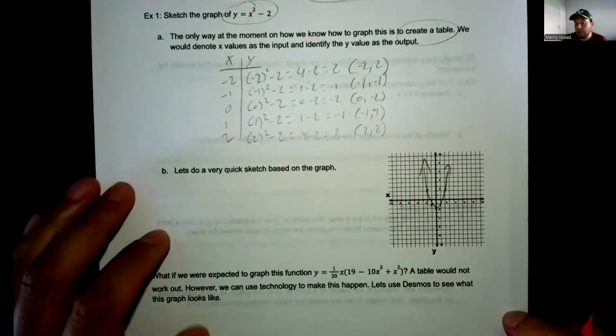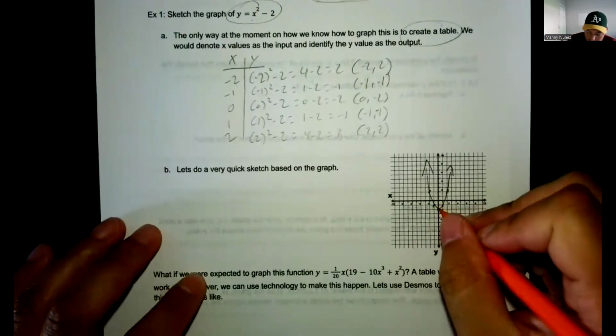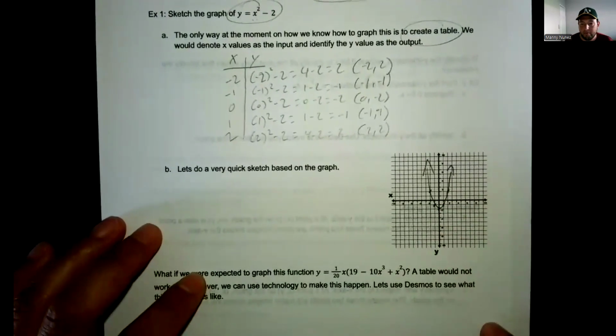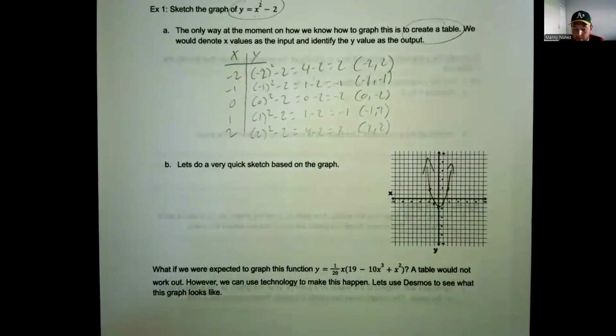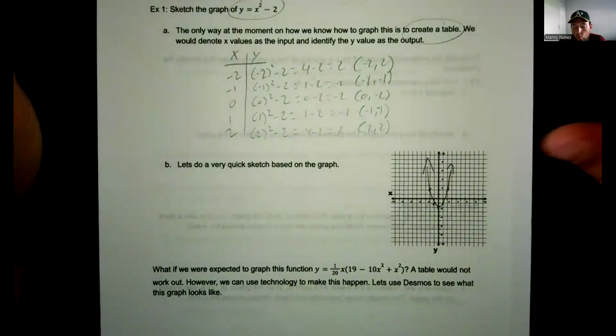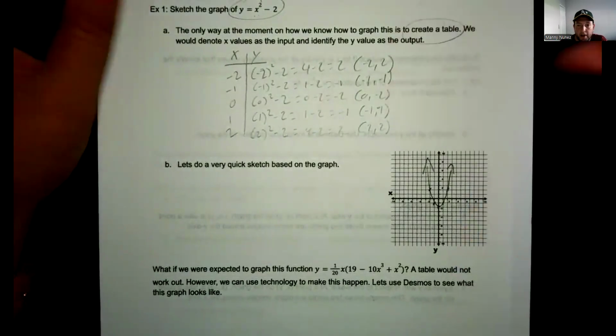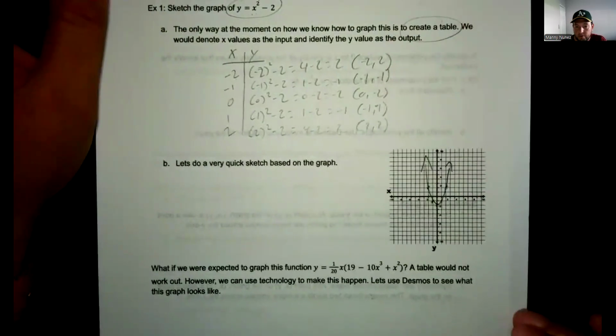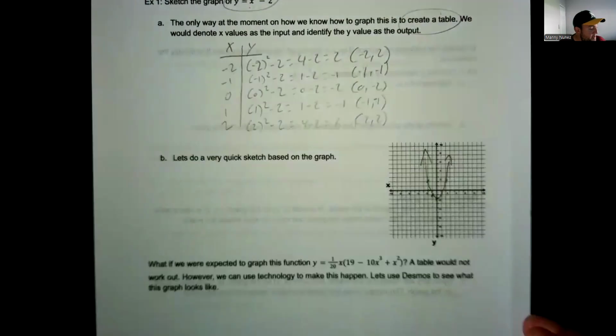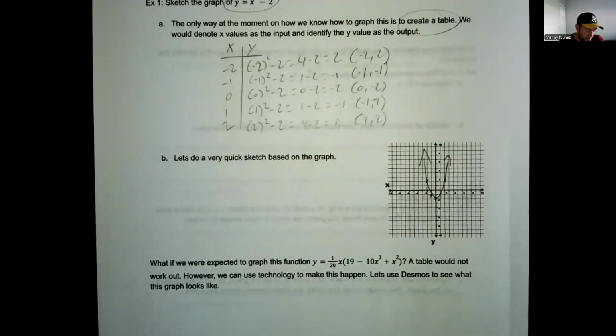So it's a parabolic shape, in which case it opens upward, right? So that's all we know for right now at this moment, right? To figure out what the graph will look like based on just plotting x's to find our y values, right? Now, there's going to be a bit of a kicker here.